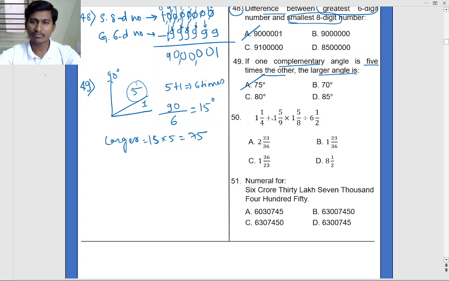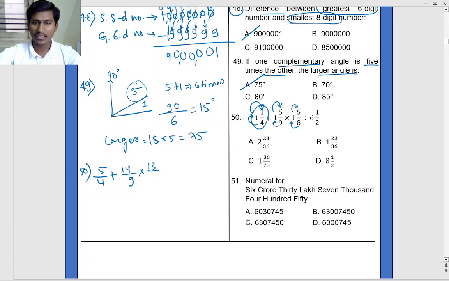So let's convert that first. Here I will be writing directly. 1 and 1 by 4: 4 ones are 4, 4 plus 1 is 5. So 5 by 4 plus 1 and 5 by 9: 9 ones are 9, 9 plus 5 is 14, so 14 by 9, into 1 and 5 by 8: 8 ones are 8, 8 plus 5 is 13, so 13 by 8, divided by 6 and 1 by 2: 6 twos are 12, 12 plus 1 is 13 by 2.